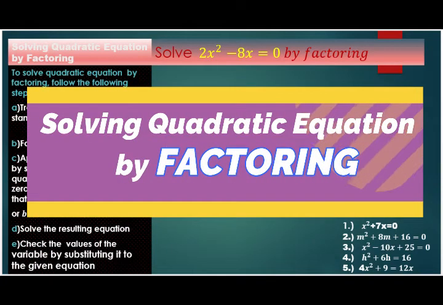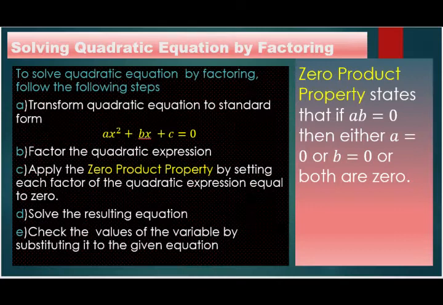Good day. Today we will be solving quadratic equations by factoring. To solve a quadratic equation by factoring, we are going to follow these steps. First, we transform the quadratic equation to its standard form, ax squared plus bx plus c is equal to 0. Second, you factor the quadratic expression. Third, apply the zero product property by setting each factor of the quadratic expression equal to 0.